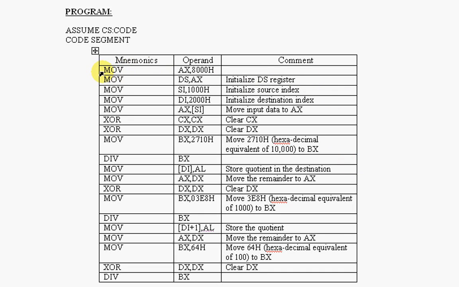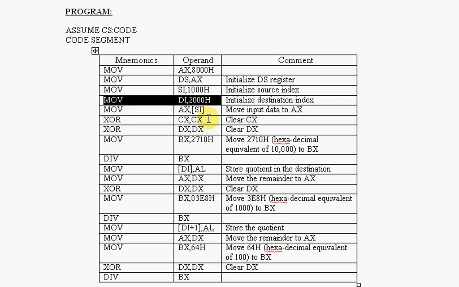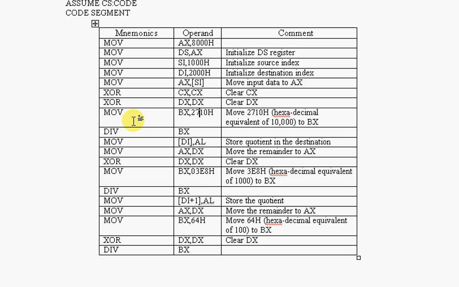This is the program. Of course, 8000, 1000 has your input data. These three instructions are for loading your pointer to the registers DS and AX, and DI for storing your result into the destination index. First load AX with the 16-bit data, and clear the CX register and DX register also. Now load BX with 2710, which is equivalent to 10,000, and do div BX. By dividing with BX, AX will have the quotient and DX will have the remainder.